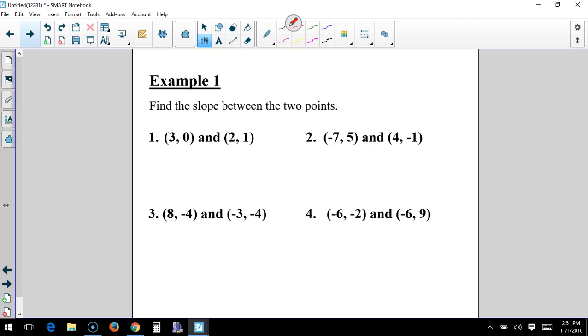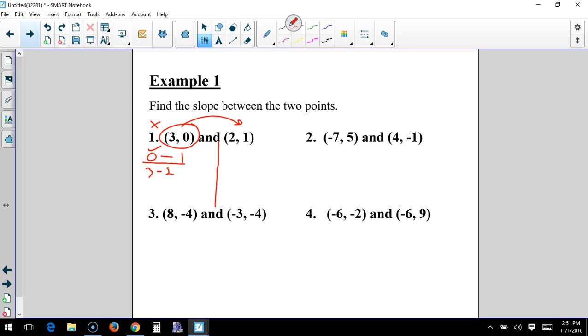Find the slope between the 2 points. Just going to do the first one. You can go either direction. It doesn't matter. What I do suggest is that if you're going to start with this one, maybe you circle it. Or you say, I'm going to go this direction. Or put a star next to it or a check next to it, just to remind yourself what you're doing and which direction you're going. So I'm going to do 0 minus 1 over 3 minus 2.